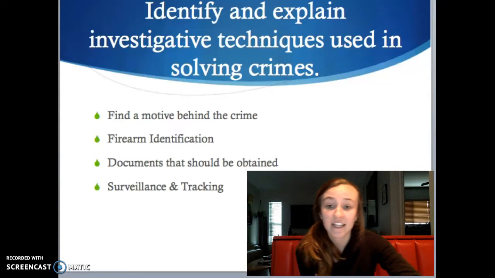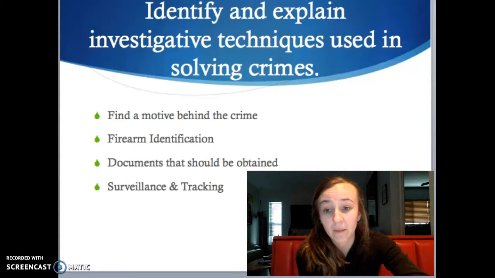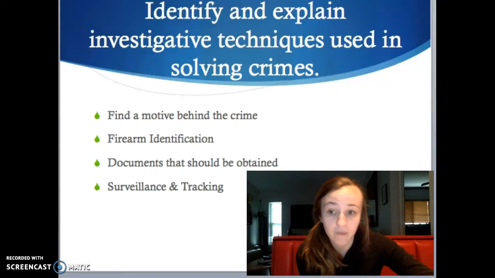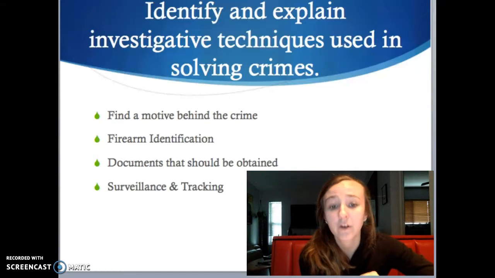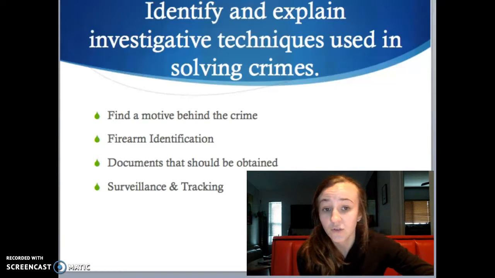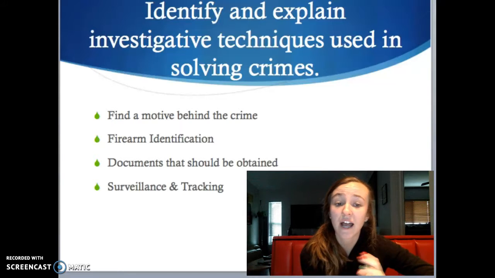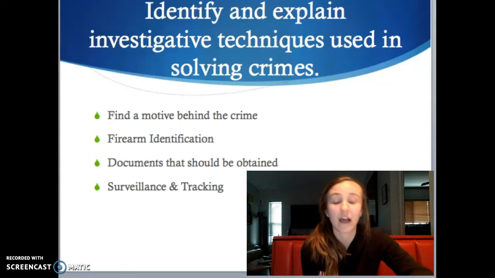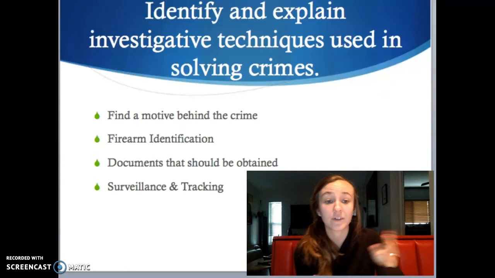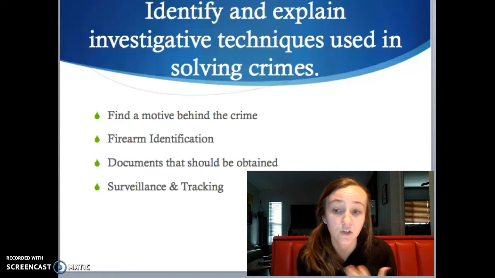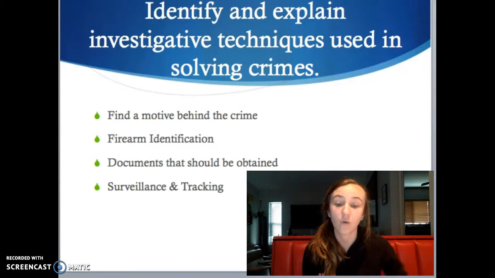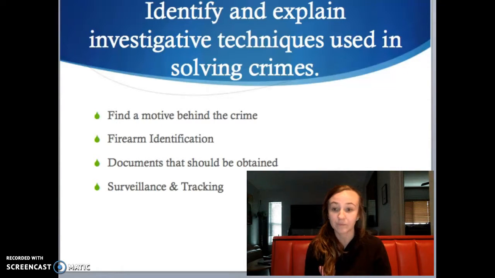Identify and explain the investigative techniques used in solving crimes. So finding a motive behind the crime is one. Firearm identification is where you can track back from a bullet. You can identify any guns, or if the gun wasn't there, it's a good way to help you figure out a good starting point.